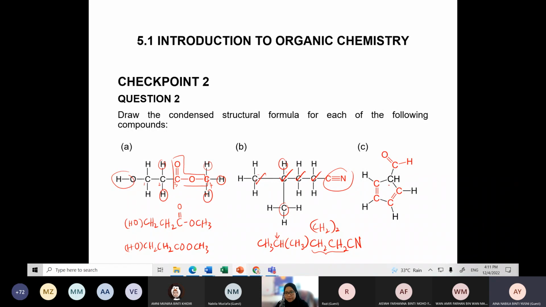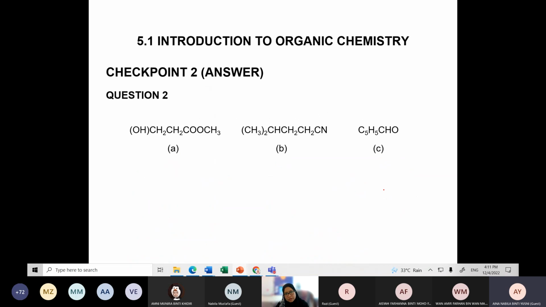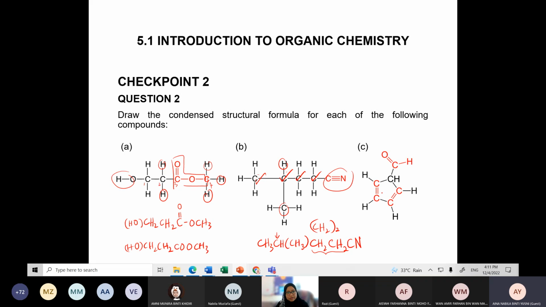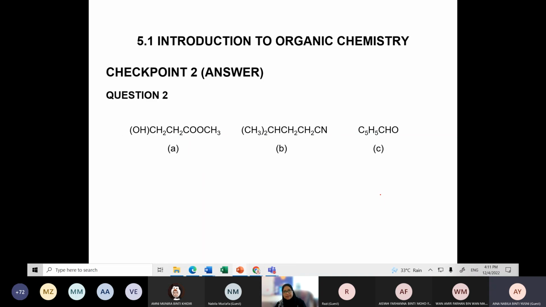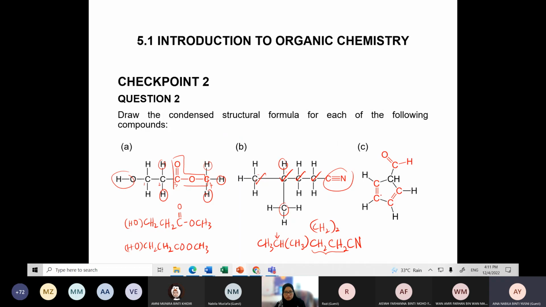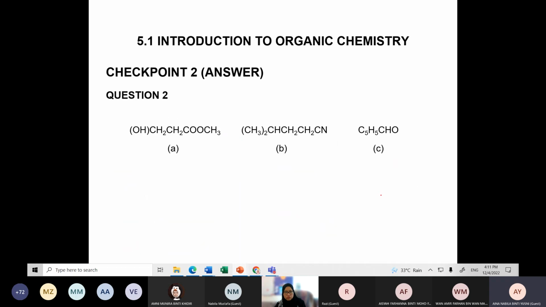How about this one? This one, normally we will go for skeletal, we don't normally do condensed. What's the answer for this one? Question 2 just now. No answer for this one. Question 2. Oh, this one.